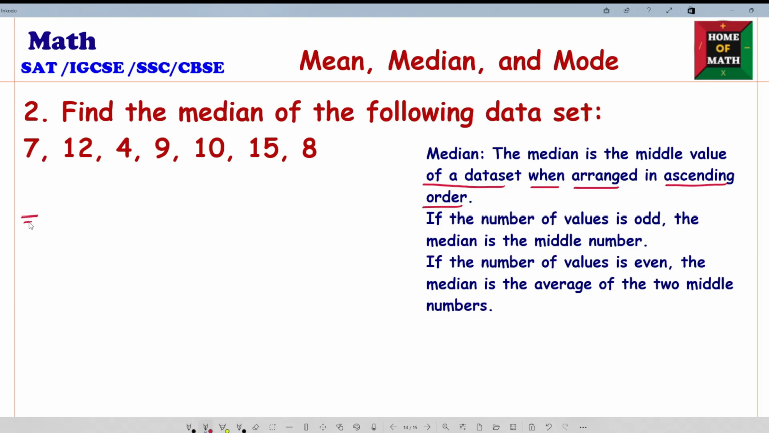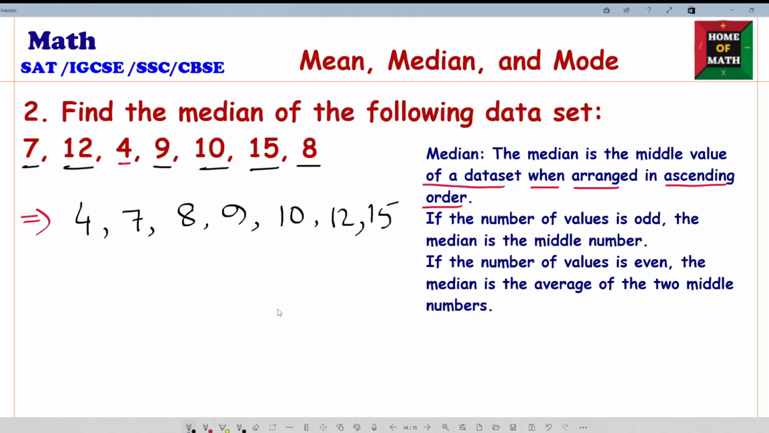So we can now make this one in ascending order. First we can write, which one is the smallest number? Number 4. So we write first 4, then the smallest number is 7, right? Then 8, right? 9, then 10, then 12, and finally 15. Okay.